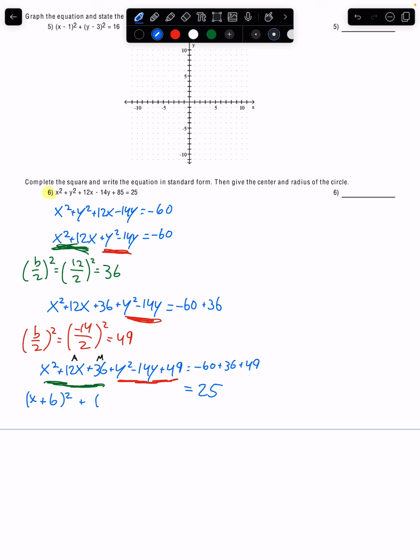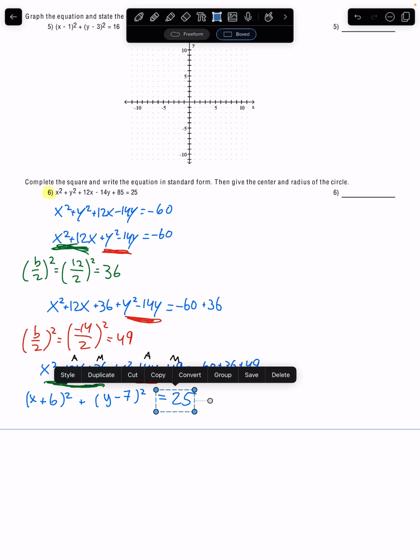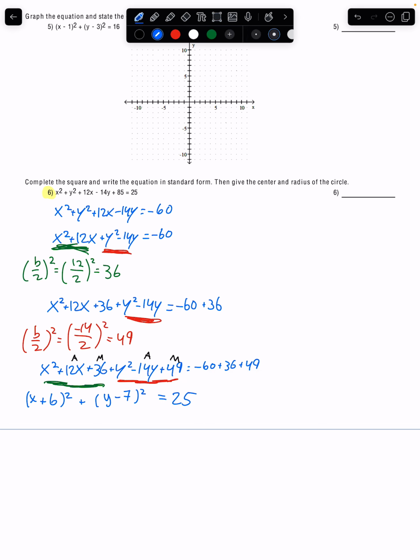And then we need to add that to looking at the y values. What multiplies to 49 and adds to negative 14, which would be negative 7. So we have y minus 7 squared, and that's all equal to the 25, which I wrote a little too far. So that gives us the equation we're looking for.